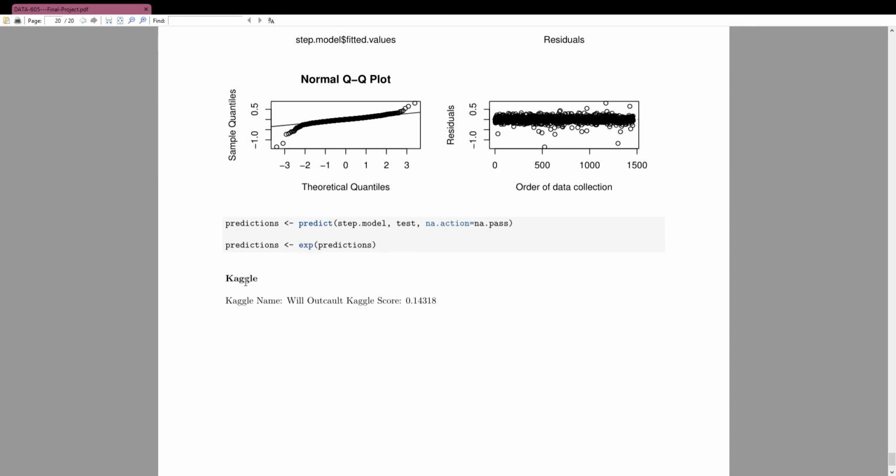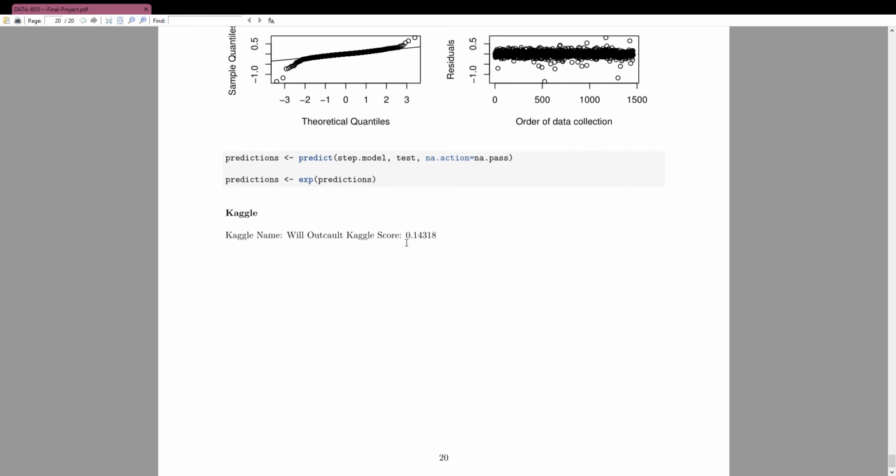I submitted this to Kaggle, and I got a score of 0.14318. That's about it. I kind of fell in the center of the pack in Kaggle, which I'm not thrilled about, but it is something I'm going to experiment more with different models, and you know, it was already a great learning process for me, so I'm pretty proud of it.